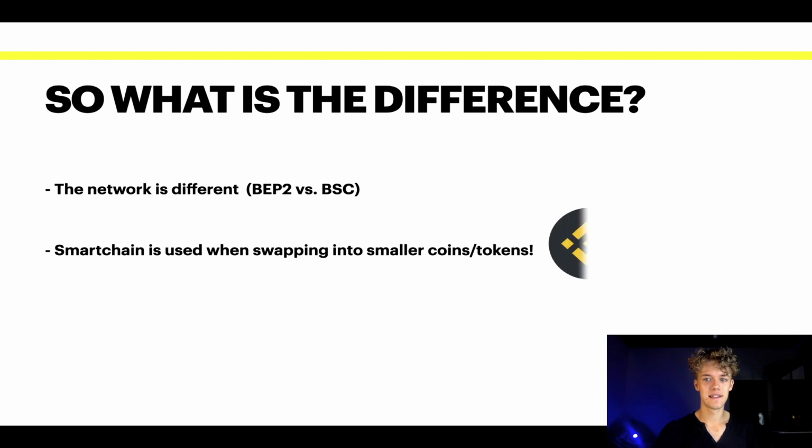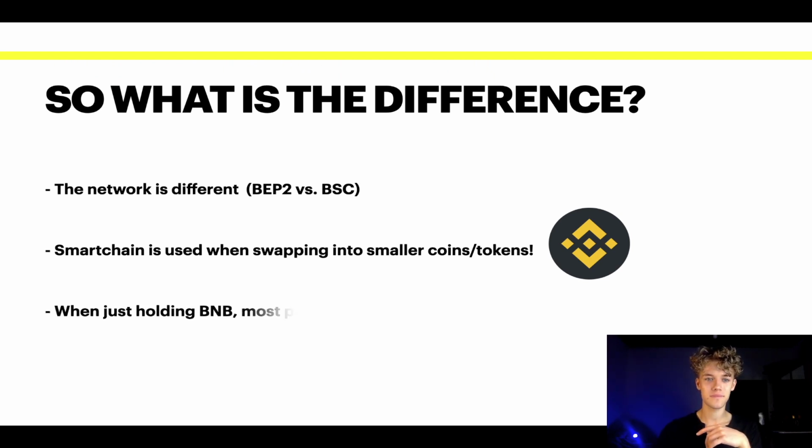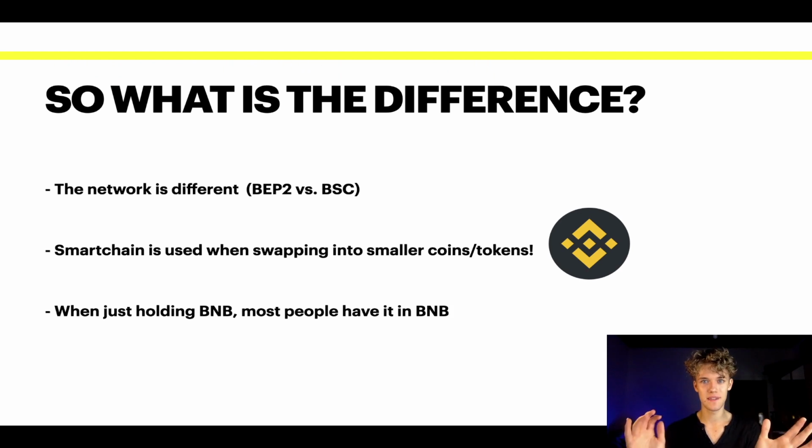So this is the little symbol for Smartchain. This is important. Yeah, the black one is Smartchain and the yellow one is BNB. And when just holding BNB, so I'm talking about the Binance coin, if you just try to invest in the Binance coin, then you can just use the BEP2 network, and most people have it in BNB.